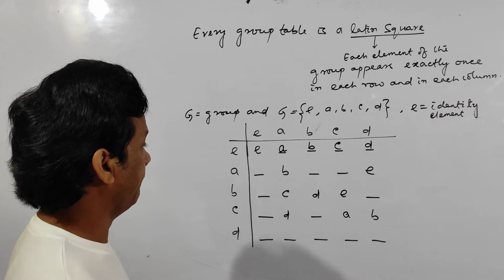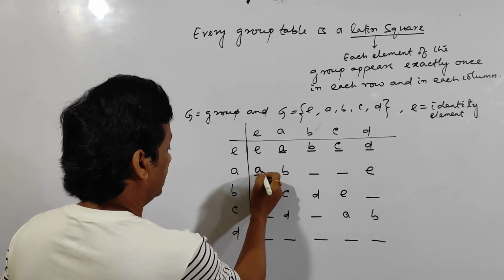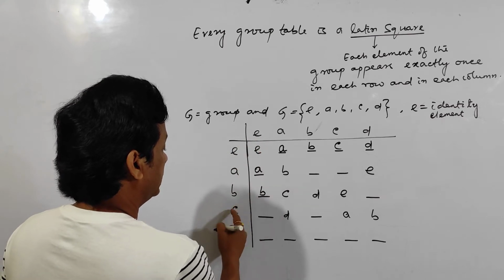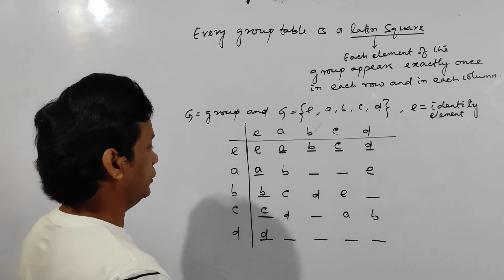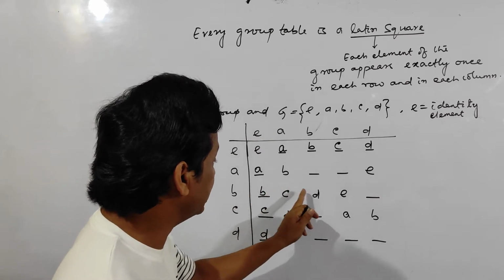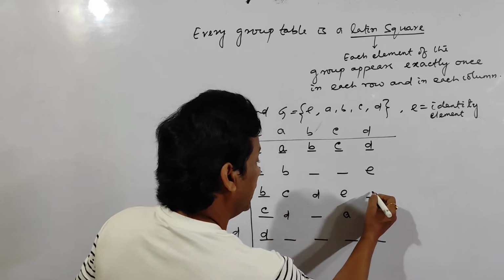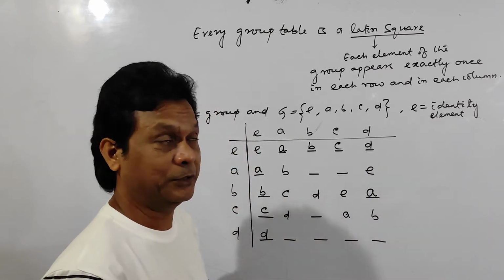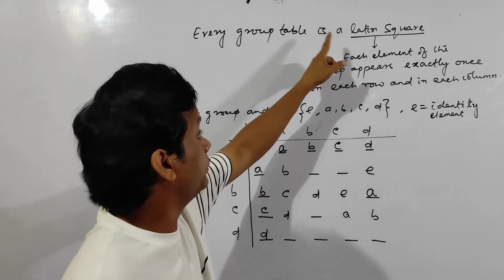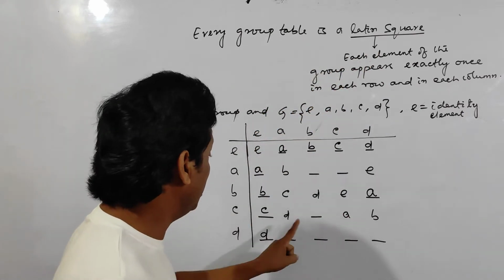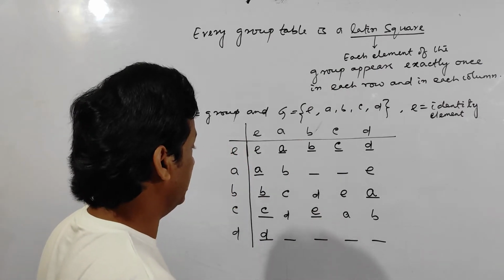Okay. So now A into E it is A, B into E it is B, C into E it is C, D into E it is D. This one is completed. So simply see here, this row, B, C, D, E. What is missing? A is missing. So directly write A, because already it is given that this is a group table. So every group table must be a Latin square. Okay. So here, which one is missing? E is missing. So I have to write E.